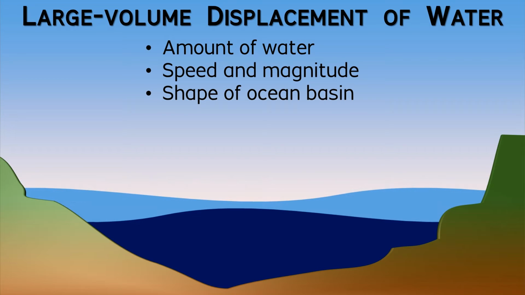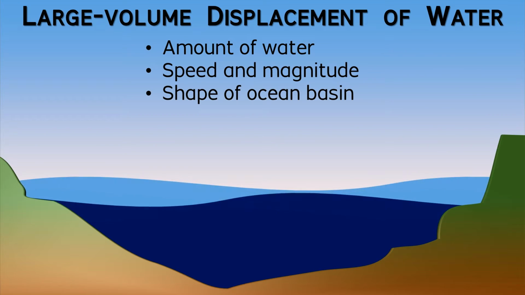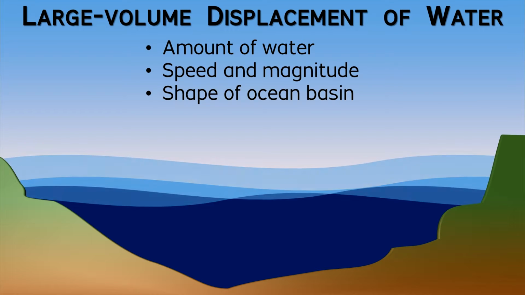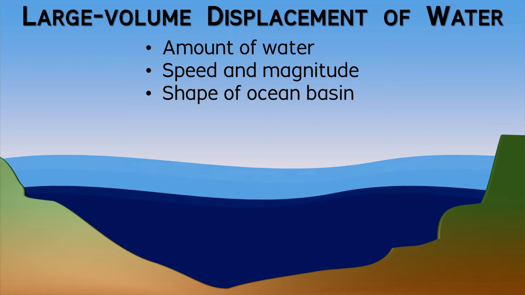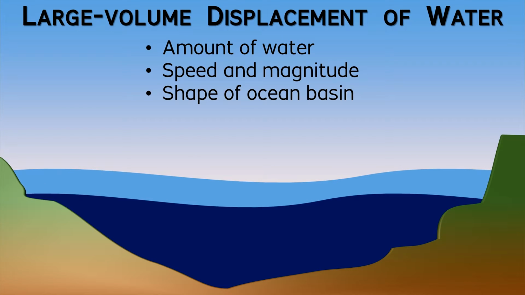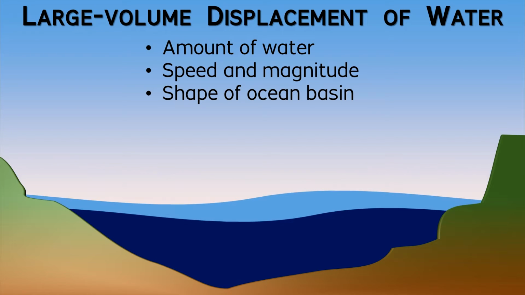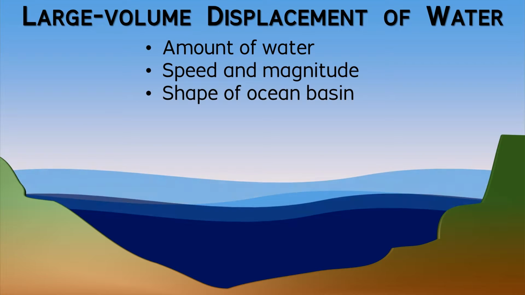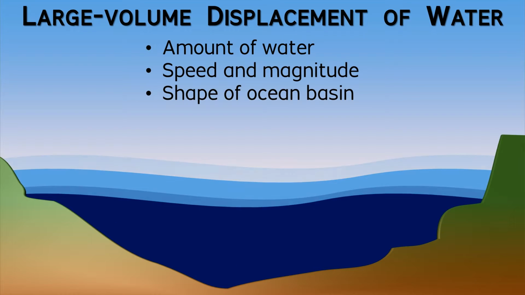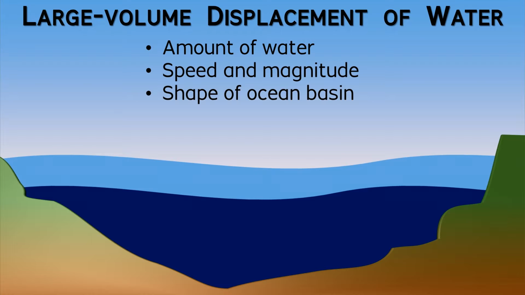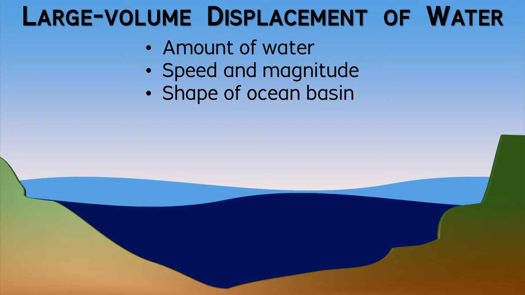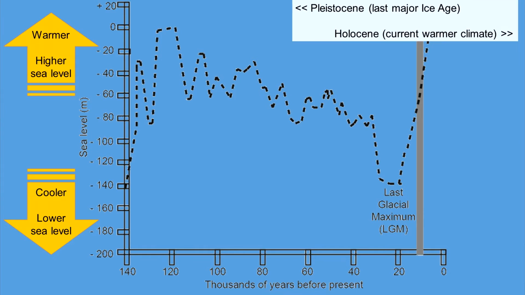The events of melting and freezing can create large volumes of water that move in variable ways across the world's oceans. The outcomes depend on the amount of water, the speed and magnitude of the original event, and the shape of the ocean basin. Overall, we can look at the world's long-term records of climate and sea level, and we can identify a number of major periods through time.